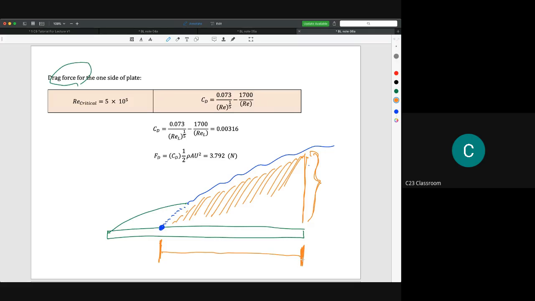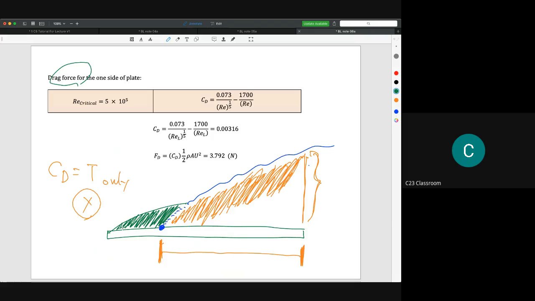Okay, so it is okay for our previous calculation, but for the drag force, we cannot use the CD from the turbulent only. Because if we calculate the drag force only by using the CD of turbulent, we are only calculating the drag force for this area only. We're not calculating the area drag force influenced by the laminar boundary layer here. So it means that our calculation is totally wrong.